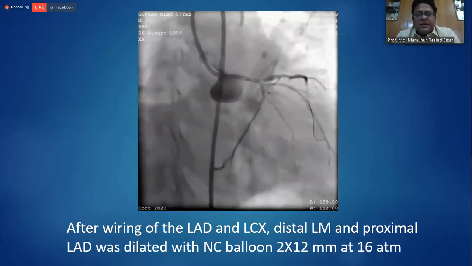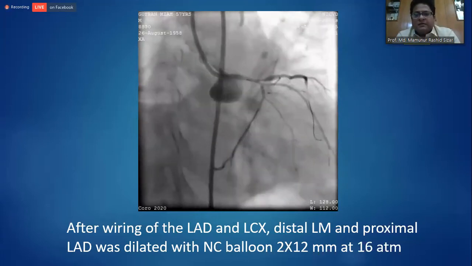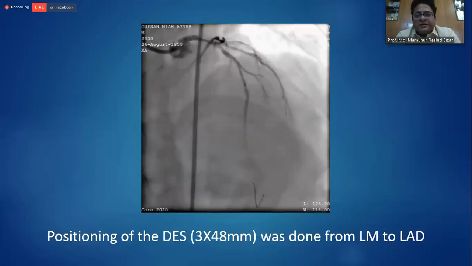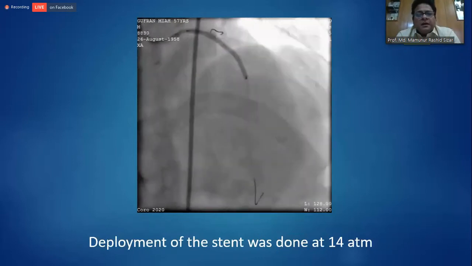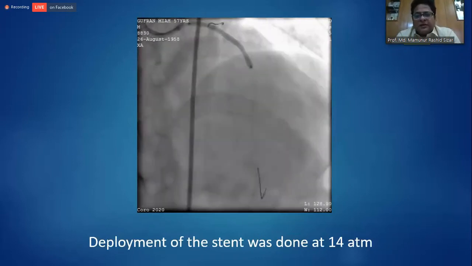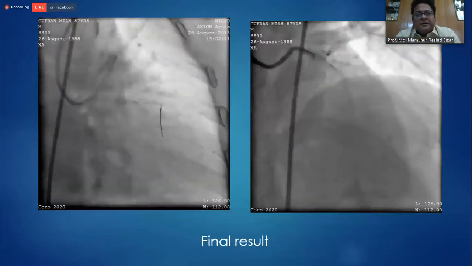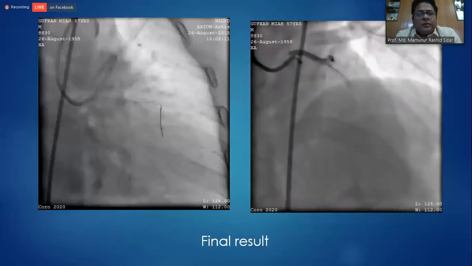After wiring of the LAD and LCX, the distal left main and proximal LAD were dilated with an NC balloon. Then we positioned the drug-eluting stent from the left main to the LAD. Deployment of the stent was done at 14 atmospheres pressure. Now the final result: no provisional stenting is needed and no two-stenting is needed.